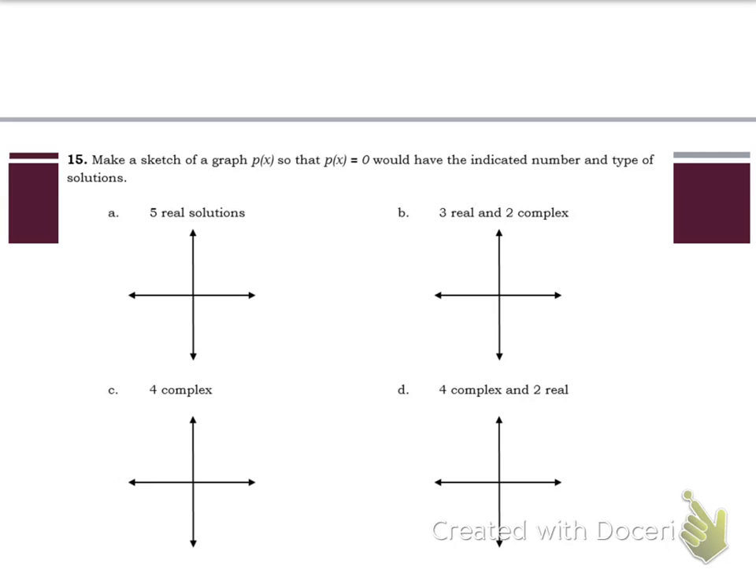Okay, my next one's make a sketch of the graph so that P of x equals 0. You have indicated the number of types of solutions. Okay, so my first one, I find the degree. So my degree in this one is 5. My next step is how many times does it turn? So to do that, we do 5 minus 1, so my graph should turn 4 times. And then how many times it crosses the real axis? Well, this one has 5 real solutions, so it's going to cross 5 times. So I got it 1, 2, 3, 4, 5.